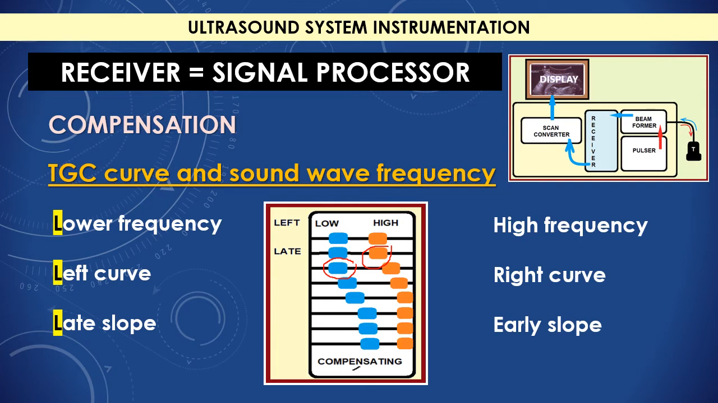If you want some way to memorize them, the lower frequencies start with L. The curve is to the left, starting with L, and the slope is late and starts with L. So somehow it will help you to memorize the TGC curvature if you are dealing with high frequency or lower frequency waves.